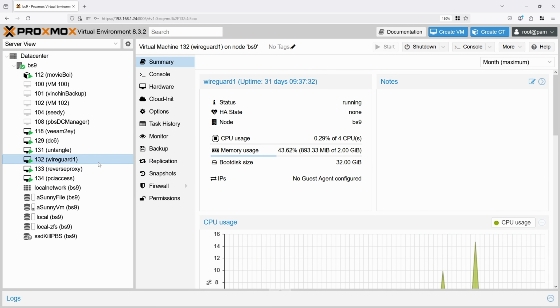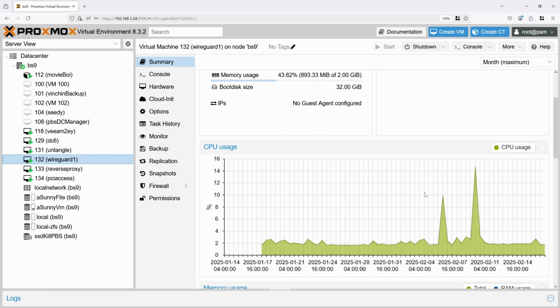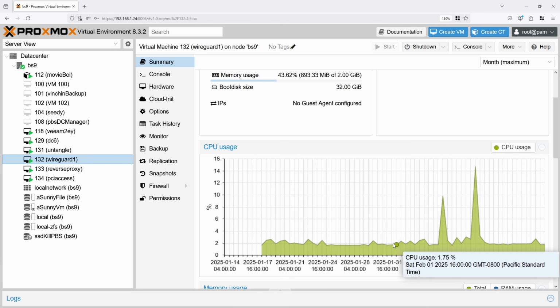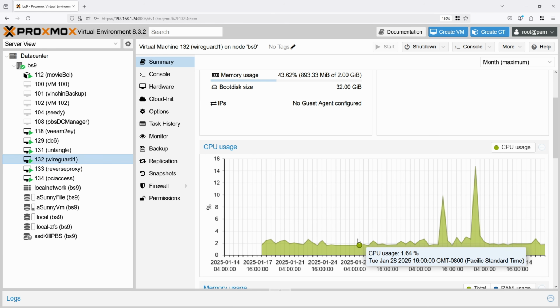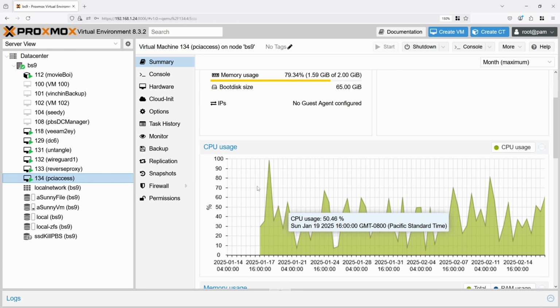As an example of some of the very low load CPUs I've seen, this is a WireGuard VM that isn't used too frequently, it looks like, and most of the time it's at less than 2%, even with the maximum I'm looking at. So this VM is doing relatively little compared to a lot of the other ones. And taking a look at these different VMs, I can see how much they bounce around and their average usage.